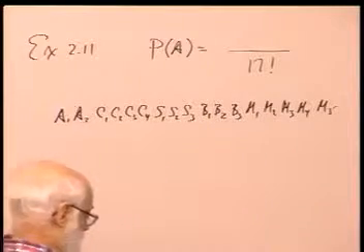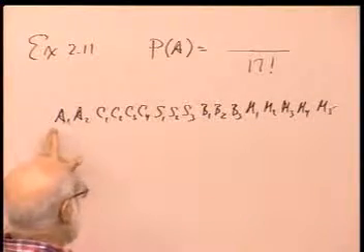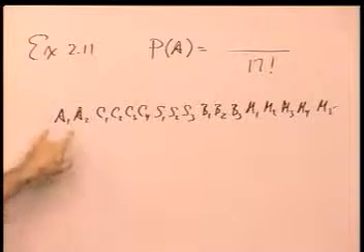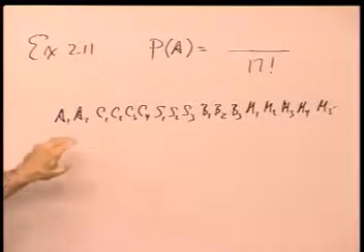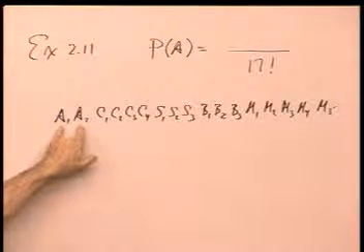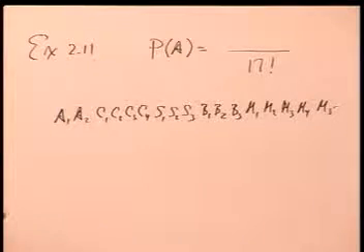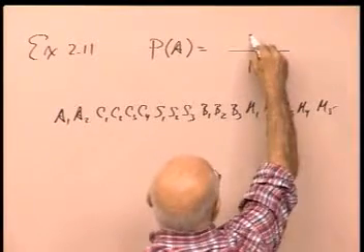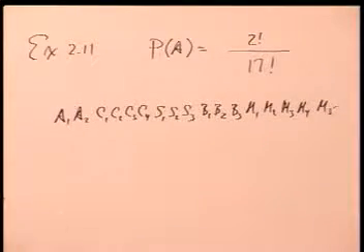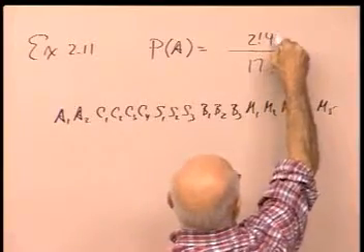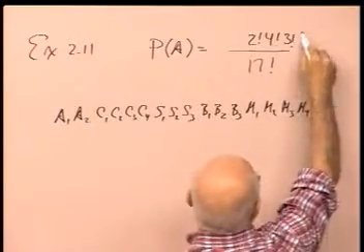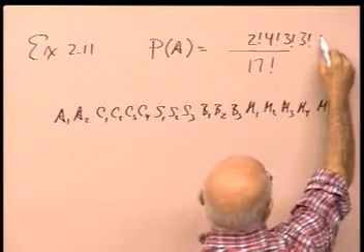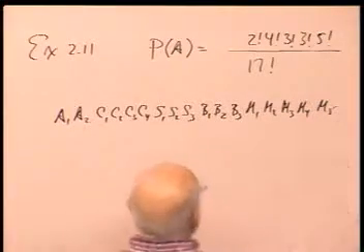That's 17 factorial. Okay, now, I want to know how many different ways I can permute these things such that the A's are next to each other, the C's are next to each other, and so on. So first of all, I'll say, okay, how many ways can I mix up the A's? And the answer is, well, there are 2 of them, so there are 2 factorial ways I can mix up the A's. 2 factorial, of course, is 2. How many ways can I mix up the C's? Well, 4 factorial. How many ways can I mix up the S's? 3 factorial. How many ways can I mix up the B's? 3 factorial. How many ways can I mix up the M's? 5 factorial.